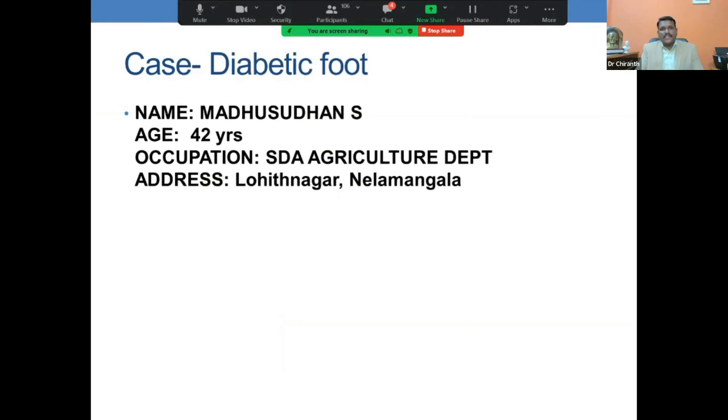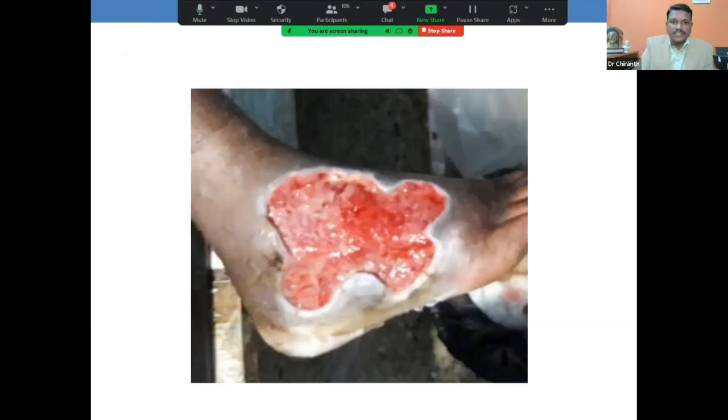Let us go to the next case. This is the case of a diabetic foot, a 42-year-old person. He was a second division clerk in the agriculture department in the same place where I stayed, and he came with this foot.